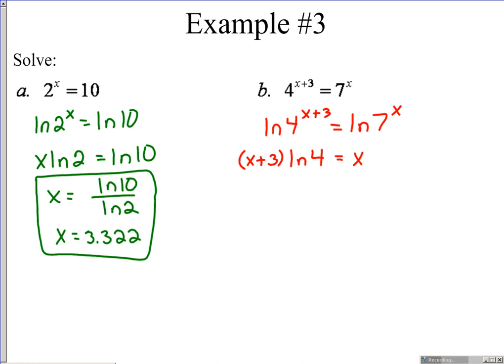On the right side, we just pull the x out front. And now keep in mind you are solving for x. Well, on the left side, we have a distribution to simplify. We get x natural log 4 plus 3 natural log 4 equals x natural log 7.